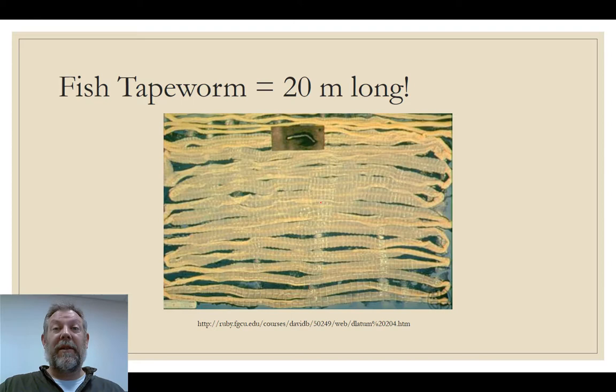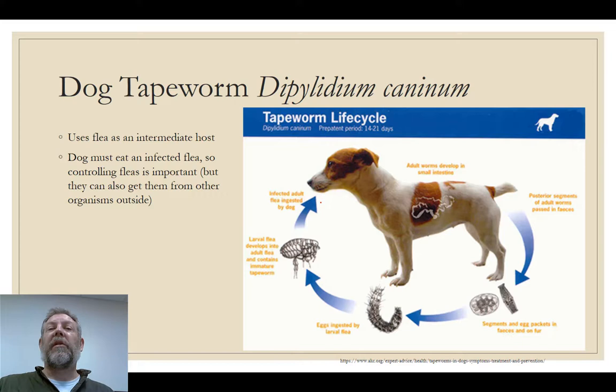That's pretty cool. Tapeworms are very common with pets, certainly dogs. I'll show you a video of tapeworm larvae leaving the anus of a dog. I'll show you that in lab. It's pretty cool. It's a pretty common parasite of dogs. And you'll notice here that a flea is part of the life cycle.